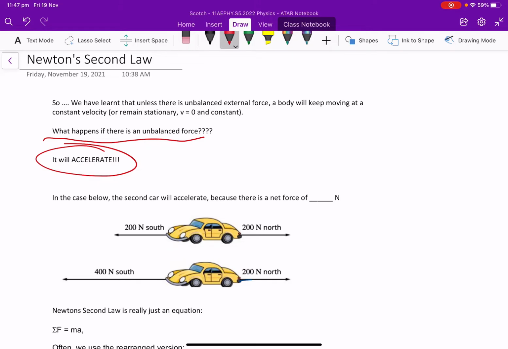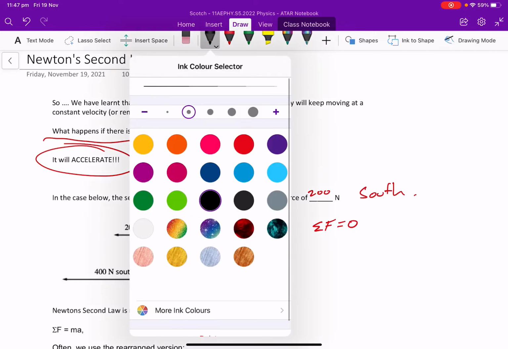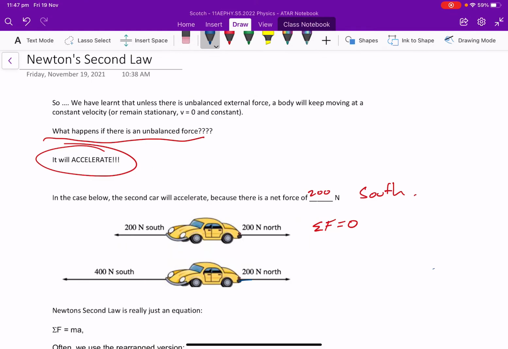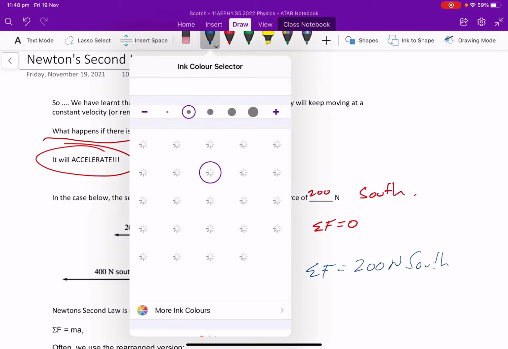So here, the net force is 0, but in the second situation, the net force is 200. 200 in what direction? South. Always include the right direction, or you will lose marks, because it's a vector. It just makes no sense to not include direction. All right, so here, the net force is, in fact, 200 newtons south.